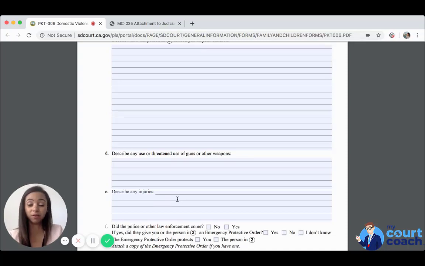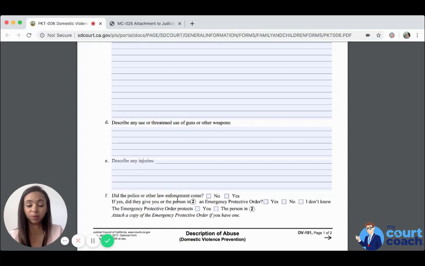I think a lot of individuals forget to write emotional distress, and going through a domestic violence issue is definitely a traumatic experience. So you also have to list whether the law enforcement actually came, and if they did come, did they issue an emergency protective order? If they did, then great, you need to attach it. If they didn't issue an emergency protective order, then say no. If you're not sure, then you could also check the box "I don't know."